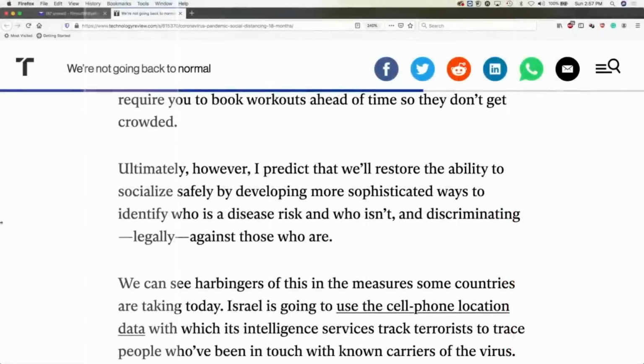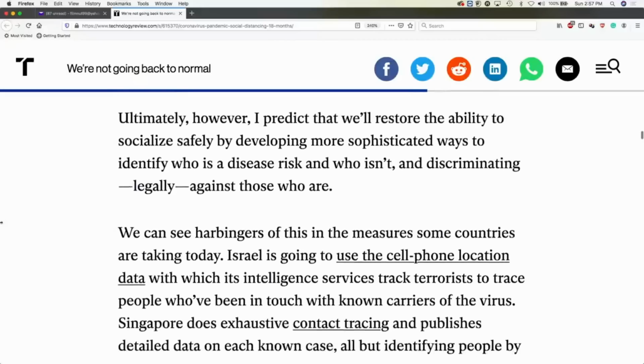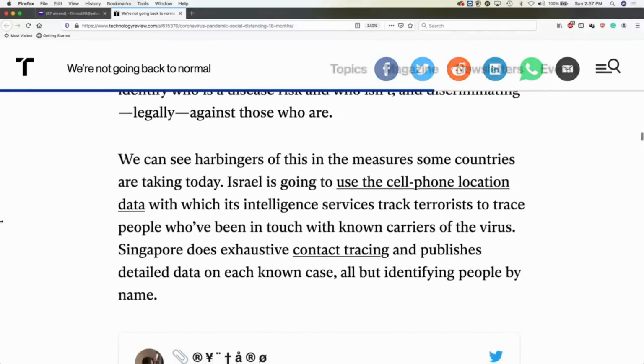Ultimately, however, I predict that we'll restore the ability to socialize safely by developing more sophisticated ways to identify who is a disease risk and who isn't, and discriminating legally against those who are. We can see harbingers of this in the measures some countries are taking today.